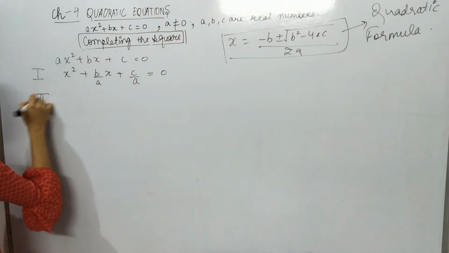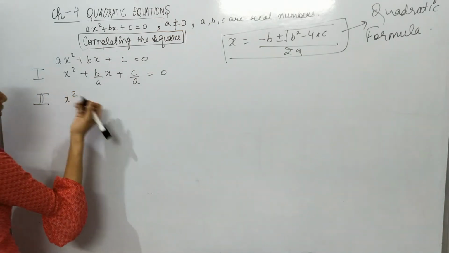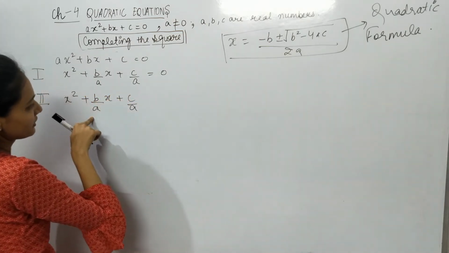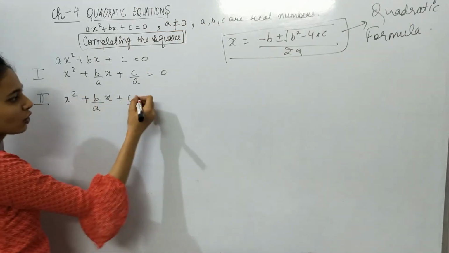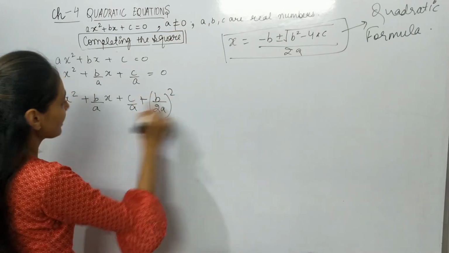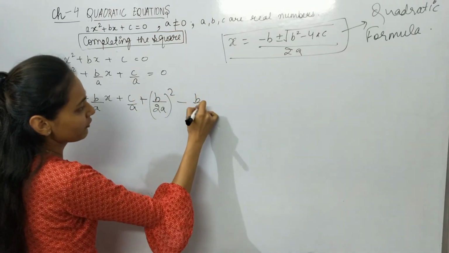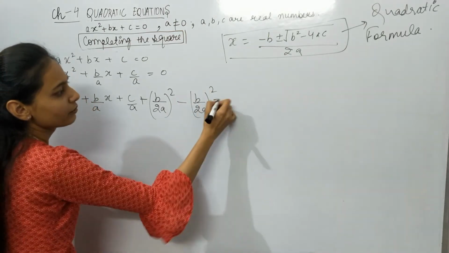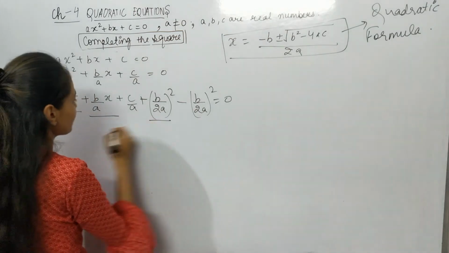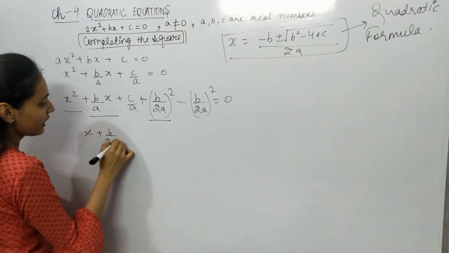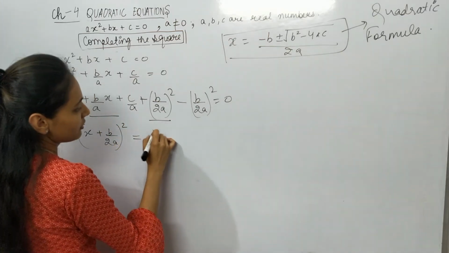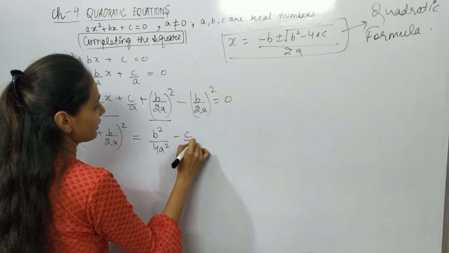The second step is making it a complete square. What we have to do is add and subtract the square of half the coefficient of x. The coefficient of x is b by a. So we will add and subtract the square of half the coefficient of x on both sides. Now this and this term will make x plus b by 2a whole square. The rest of the terms we will take to the other side. That becomes b square upon 4a square minus c by a.